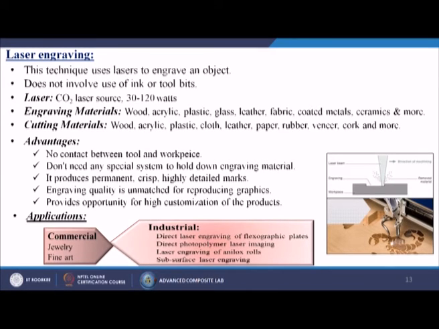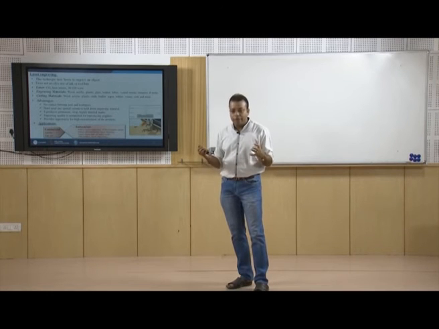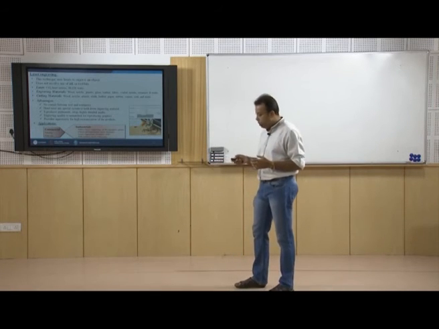Commercially we can make jewelry, or use it for fine art purposes. For industrial purposes: direct laser engraving of flexographic plates, direct photopolymer laser imaging, laser engraving of Anilox rolls, subsurface laser engraving. So, these are the different types of industrial methods which we can adopt.